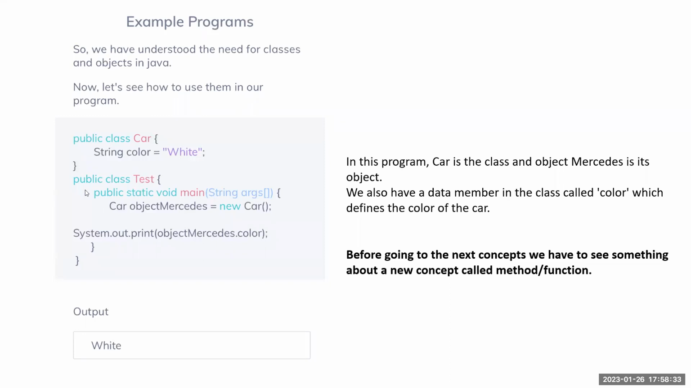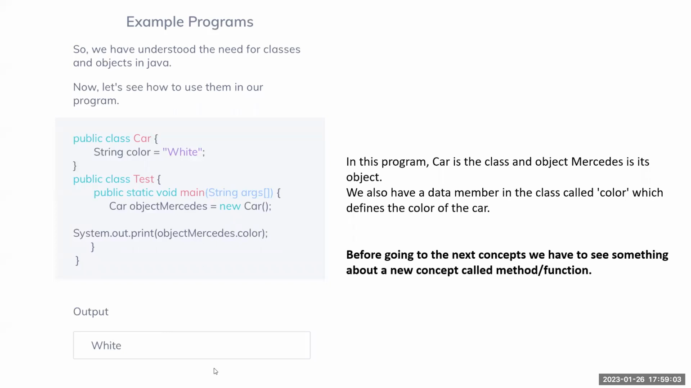When you see here, String color is equal to white, you can treat it as a data member of a car, that you have access to once you create an object of that class. So now you see Car is the class over here, and objectMercedes is its own object of the car.